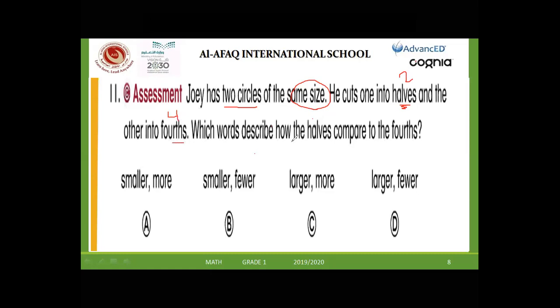Which words describe how the halves compare to the fourths? I will compare what? Halves to fourths. So you can make circles to compare, no problem. Yes, I will make small circles. One here, and the other one. But they must be the same size. They are the same size? Yes, they are the same size.